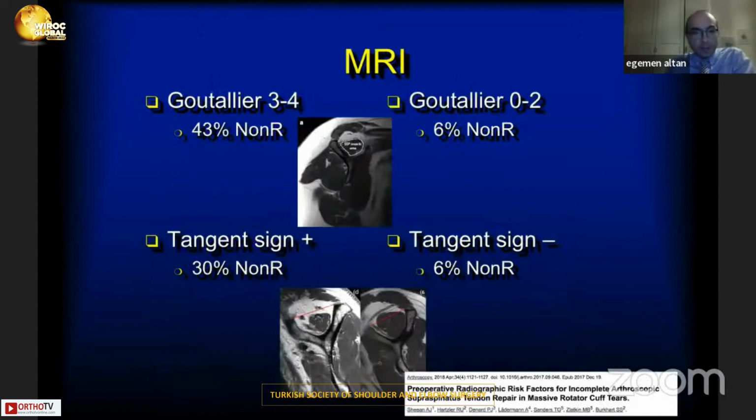If we look at the MRI, as you see here, in Goutallier 3 and 4, 43% of these tears are non-repairable, but this ratio decreases to just 6% when you have a Goutallier 0, 1, or 2. Tangent sign is another important view in MRIs. If you have a positive tangent sign, then you can have a 30% of non-repairable tear, and this ratio decreases to 6% when you don't have a tangent sign.